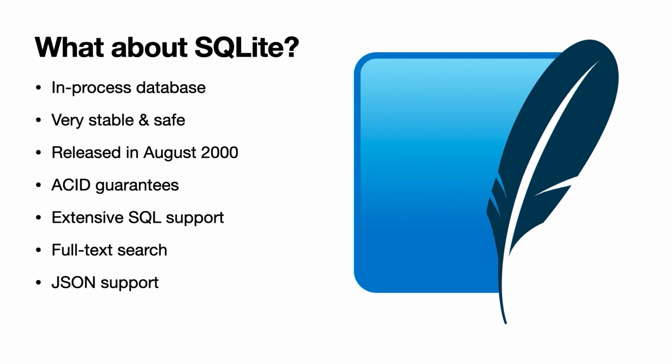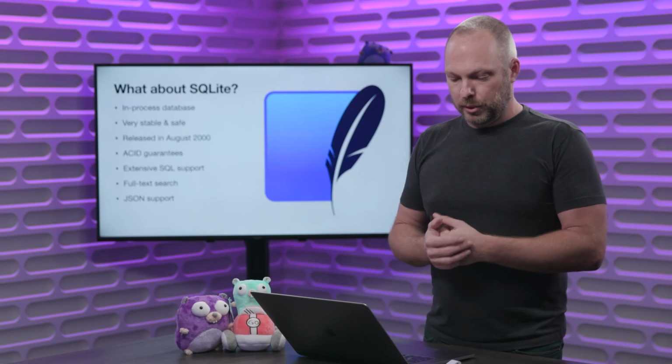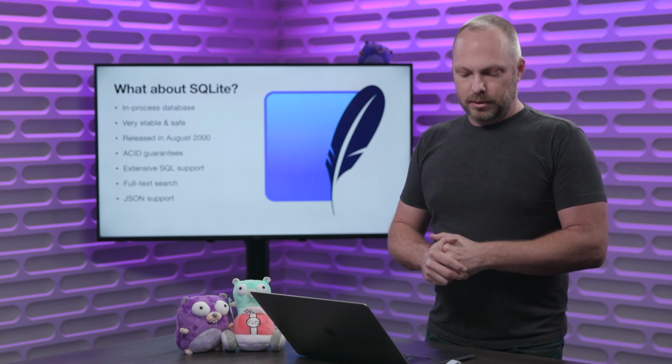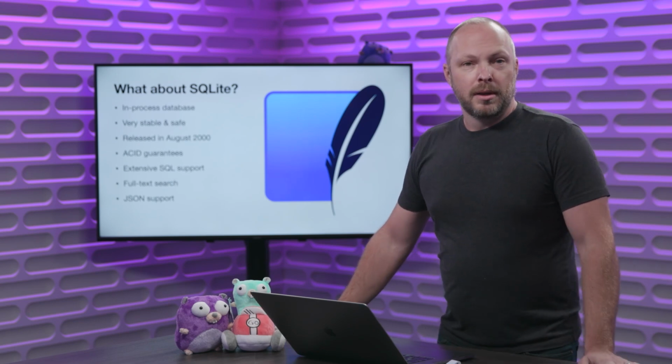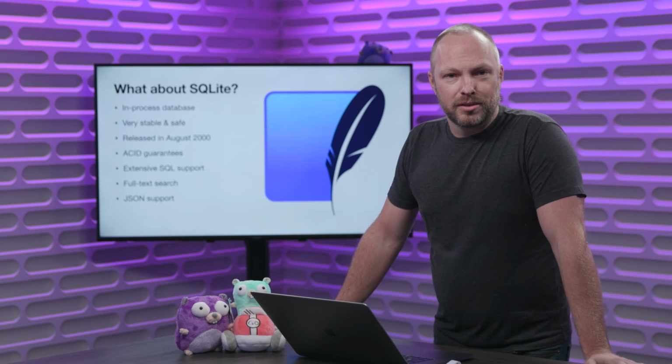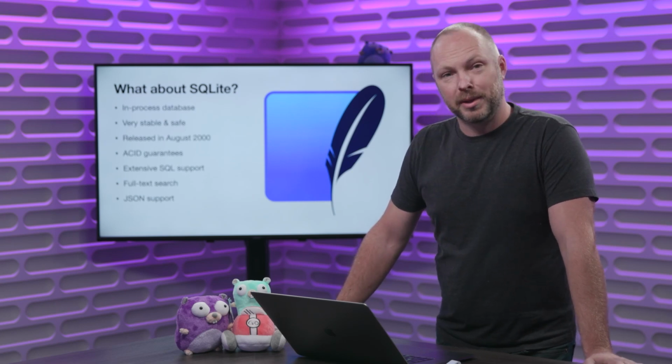And finally, it has non-SQL support. That's really great. You have full-text search, so things like Elasticsearch you don't always need when you have the built-in full-text search within SQLite. It also has JSON support. So if for some reason you are storing JSON in your database, you can query it. I don't recommend that generally, though.